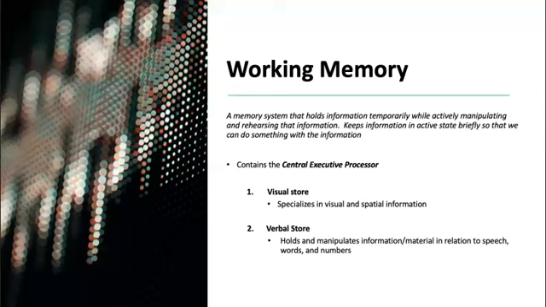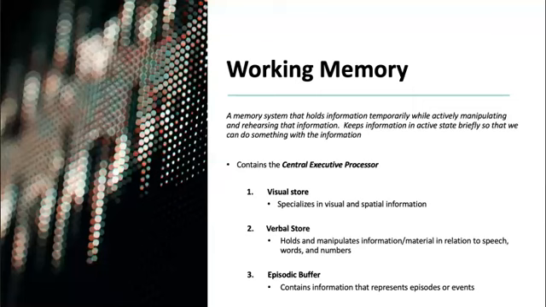And finally, the episodic buffer contains information that represents a specific episode or event. So we're referring to things that happen to you in your lifetime. So getting in a car accident, your first kiss, graduating high school, and so on. Right? So you have these three subsystems within the central executive, the visual store, the verbal store, and the episodic buffer.